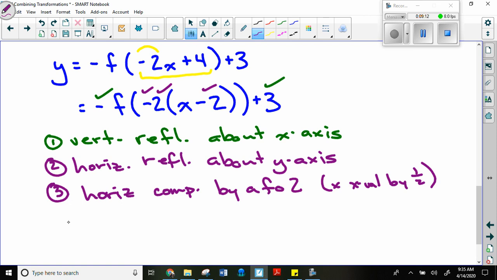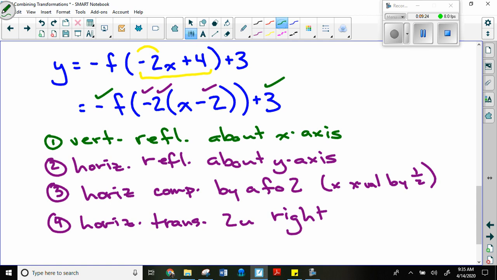Okay, next thing inside. That is a horizontal translation 2 units to the right. And the last thing would be a vertical translation 3 units up, or up 5 units. Nice.